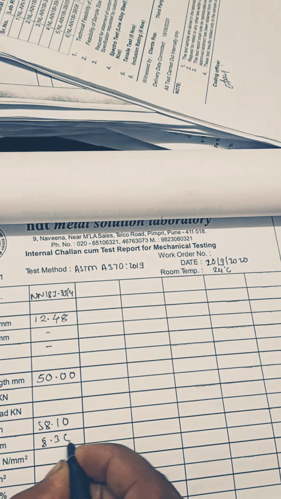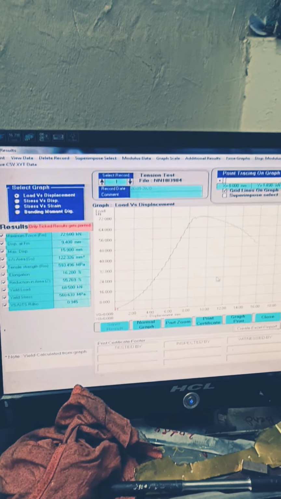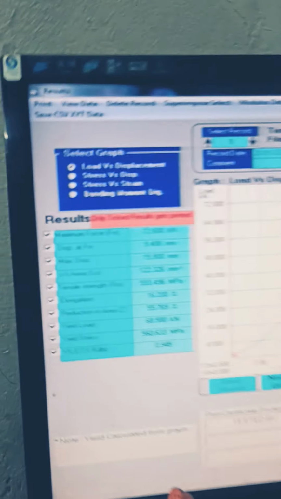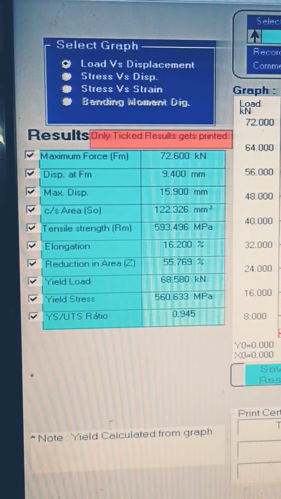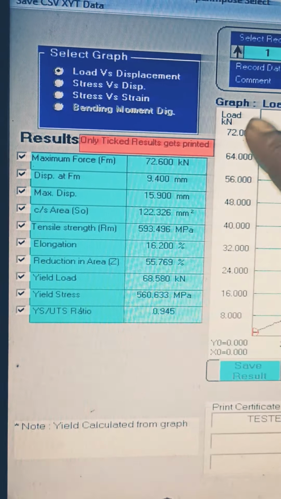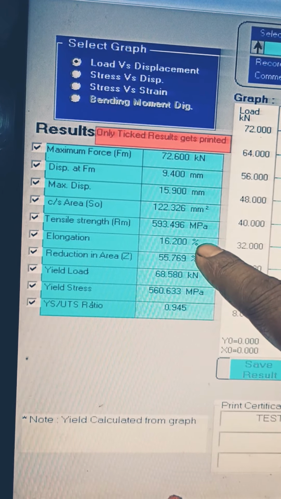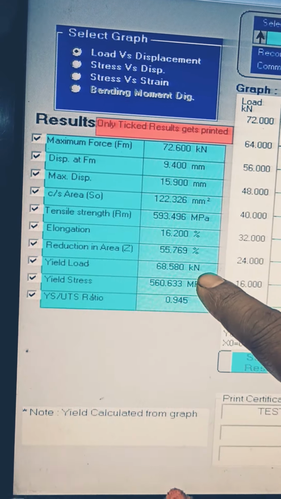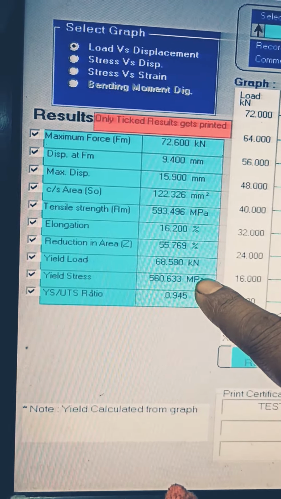Initial diameter was 12.5 and 12.48. Final is 8.3. As you can see, the graph has been plotted as load versus displacement. We have got the following values: maximum force, that is the breaking force at which the sample is broken, 72.6 kilonewton, and for that force the UTS we got is 593.496, elongation 16.2%, reduction in area 55.76, yield load 68.58, and yield stress 560.633.